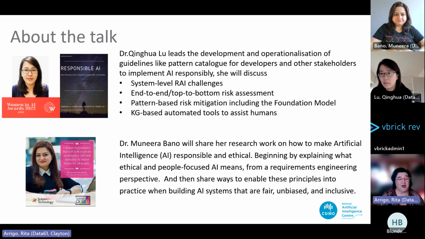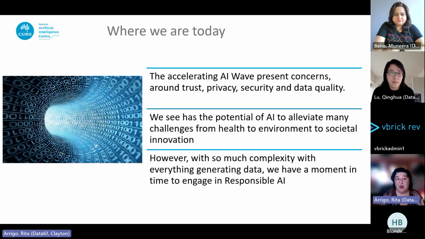After Qinghua, we're going to be joined by Dr. Muneera Bano. She will be sharing her research work on how to make artificial intelligence responsible and ethical. She's going to begin by explaining what ethical and people-focused AI means. And then she's going to take us on a journey around how that is expressed from a requirements engineering perspective. And then she'll share ways to enable these principles into practice when building AI systems that are fair, unbiased, and inclusive.